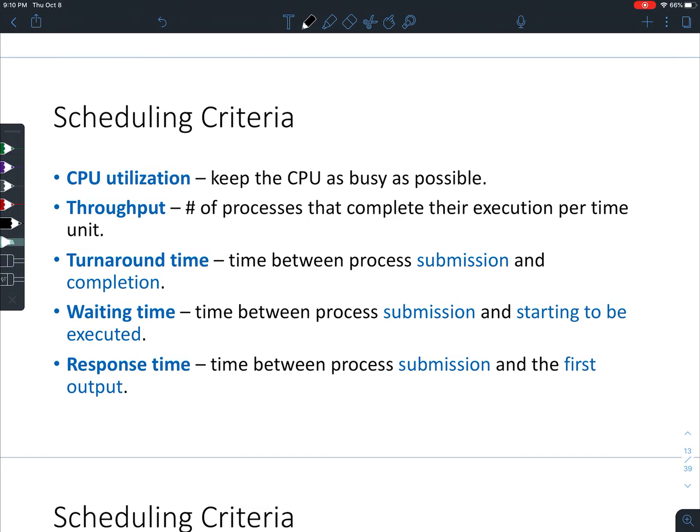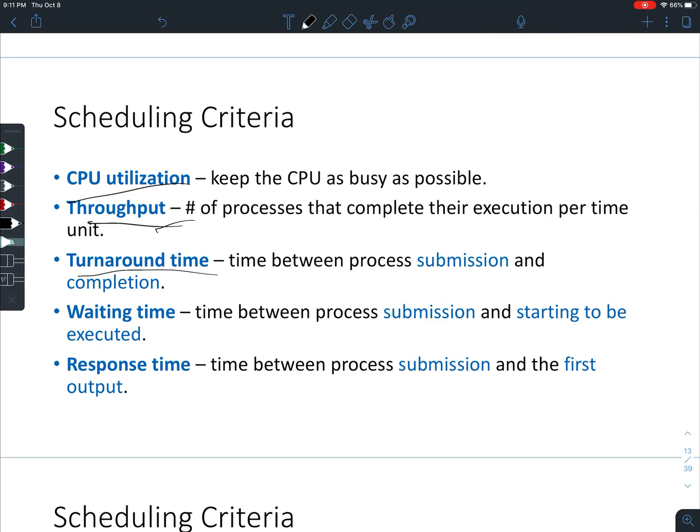The first one is called CPU utilization rate. It means for what fraction of time the CPU is really running some process. We don't want it to just idle or wait for too long. The second concept is called throughput, which means the number of processes that finish their execution within a certain amount of time. So we basically want to maximize the throughput and CPU utilization rate.